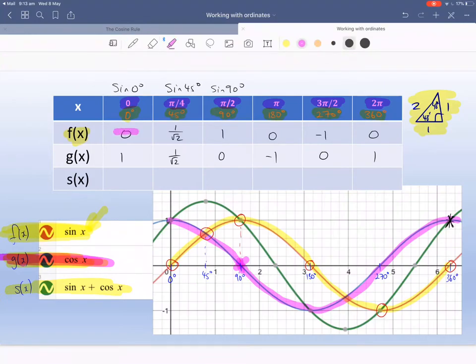And all I've done is I've got a lot of y values here, okay? Because this is s of x is sine x plus cos x, all I have to do is add those values up. So I'm going to add them up. 0 plus 1 is 1. 1 on root 2 plus 1 on root 2 is root 2. 1 plus 0 is 1. 0 plus negative 1 is actually minus 1. Minus 1 plus 0 is minus 1 there. And then that will be back to 1. All right? And that's it. That's all we have to do.